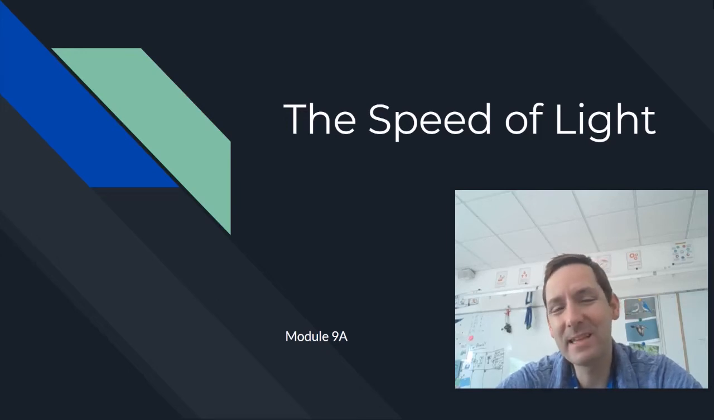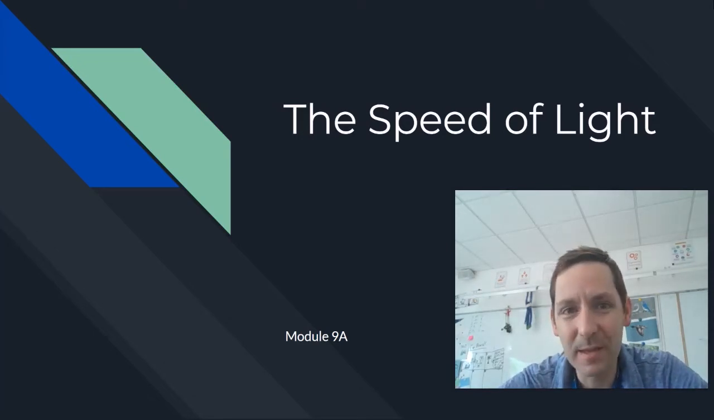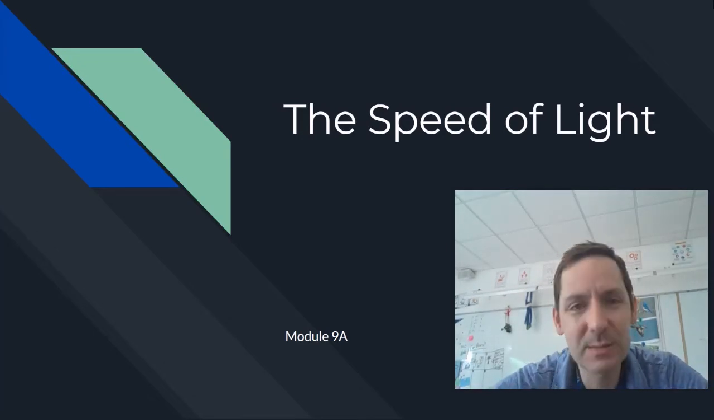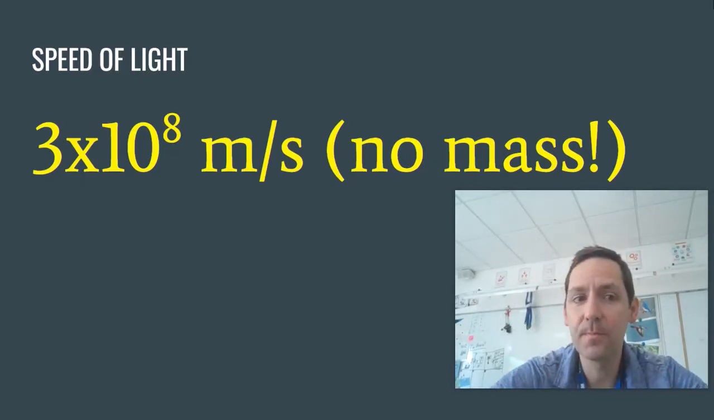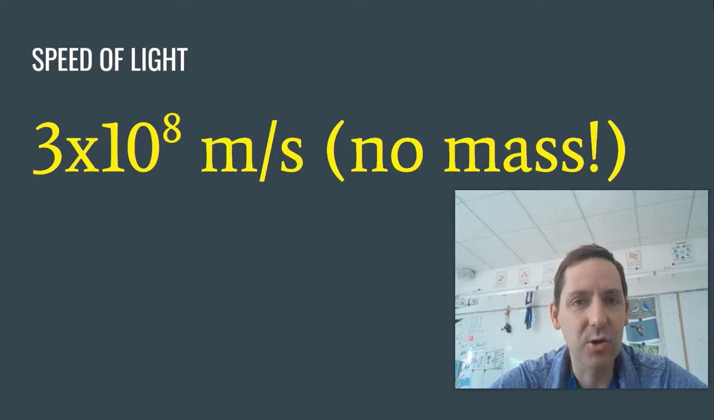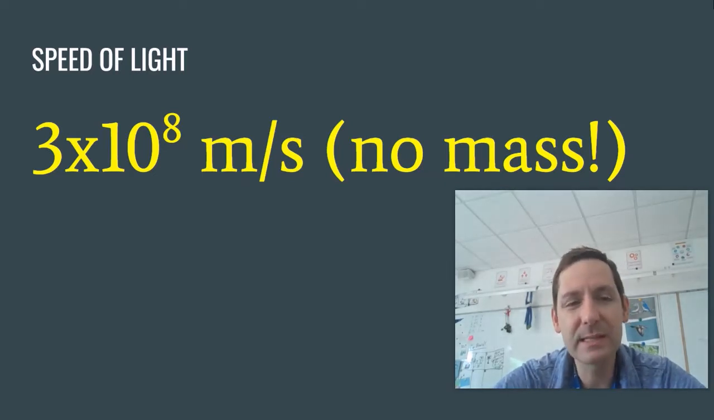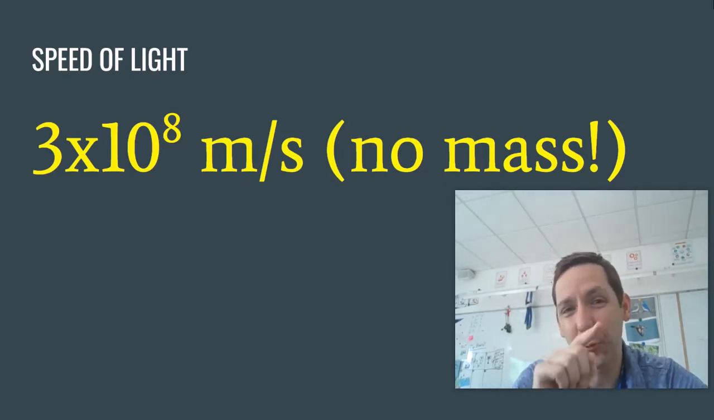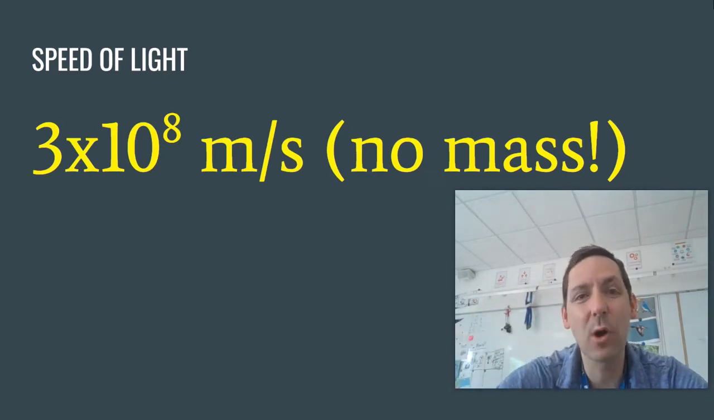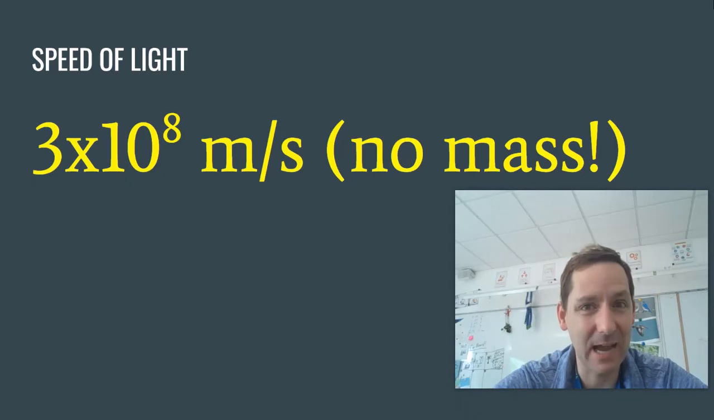Hey guys, so in this video we're going to be looking at the speed of light, and that's actually going to carry us into refraction as well. So first things first, the speed of light in a vacuum is 3 times 10 to the 8th meters per second. Now you may remember that the speed of sound was about 340 meters per second. So this is 3 times 10 to the 8th. So that's a 3 with 8 zeros behind it. That means it's about 1,000,000 times faster than sound.